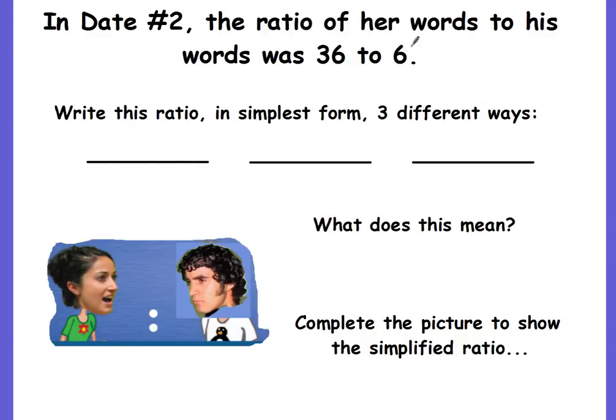And date number 2, the ratio of her words to his words was 36 to 6. So we want to write this ratio in simplest form three different ways. It's always best to first write the ratio in fraction form. So it's 36 to 6. And this gets you in the mode of realizing that you need to simplify, and easily seeing that you could divide both by 6, and that would give you a 6:1 ratio. So the three different ways: use the word to, use the colon, or put it in fraction form.